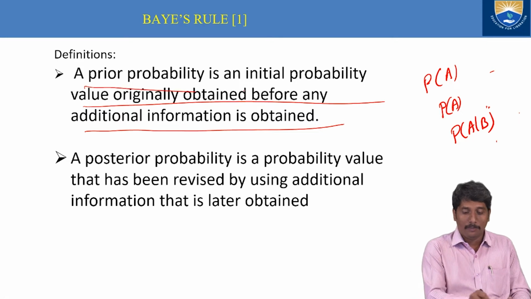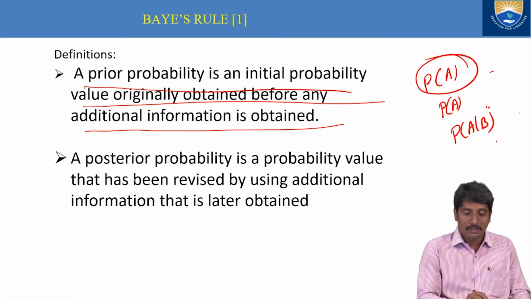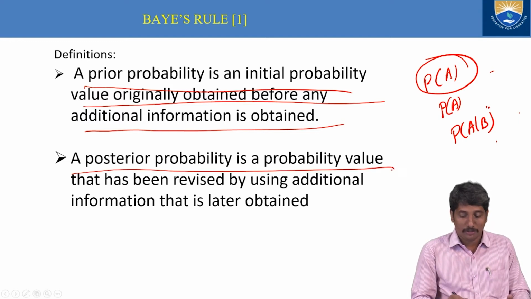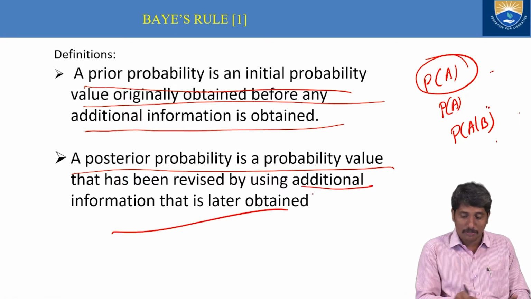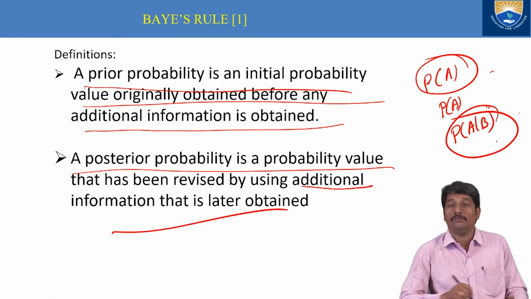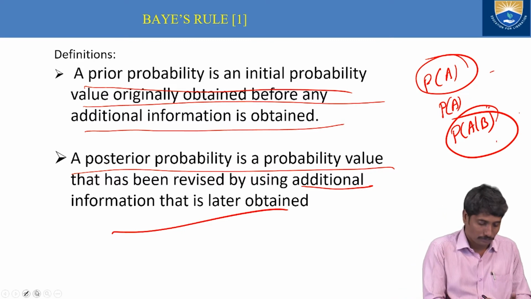Prior probability is nothing but the initial probability, which is obtained before the additional information is received. Posterior probability is nothing but the probability revised after receiving the additional information. That is P of A given B. Okay, that's what it is.